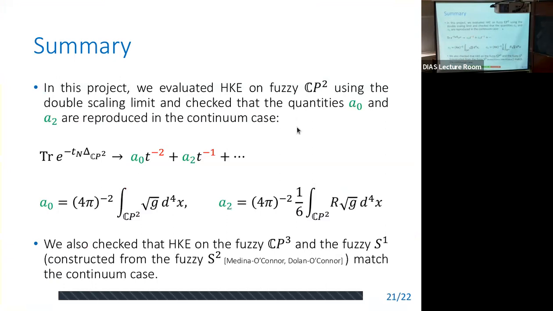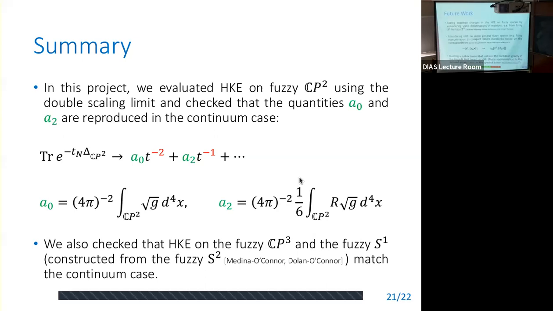So in this project, I evaluated the heat kernel expansion on fuzzy CP2 using the double scaling limit and checked that the quantities A0 and A2 reproduce the continuum case, where A0 is the volume of the manifold given in terms of the metric, and A2 is proportional to the Einstein-Hilbert action. Through the course of this project, we also checked the heat kernel expansion for fuzzy CP3 and fuzzy S1, which is constructed from fuzzy S2, and checked that these did in fact match the continuum case.